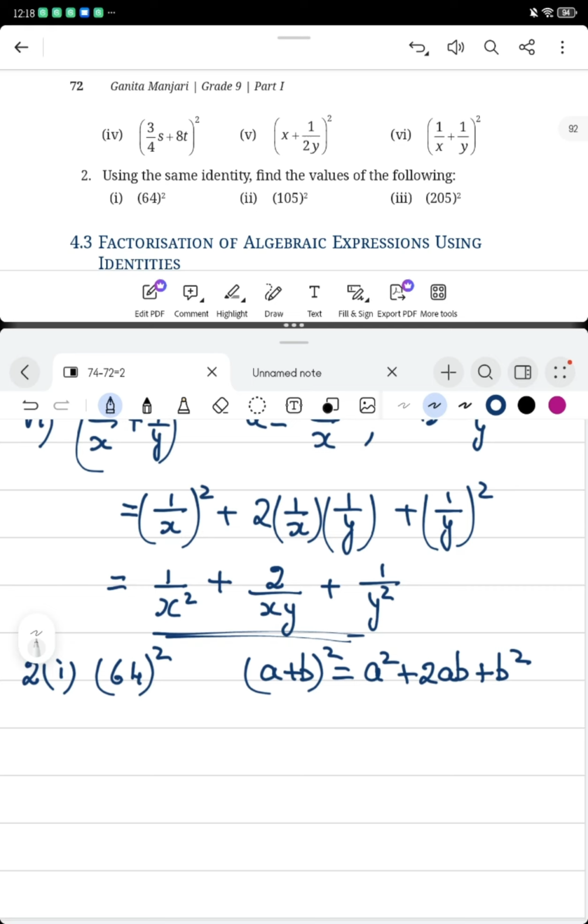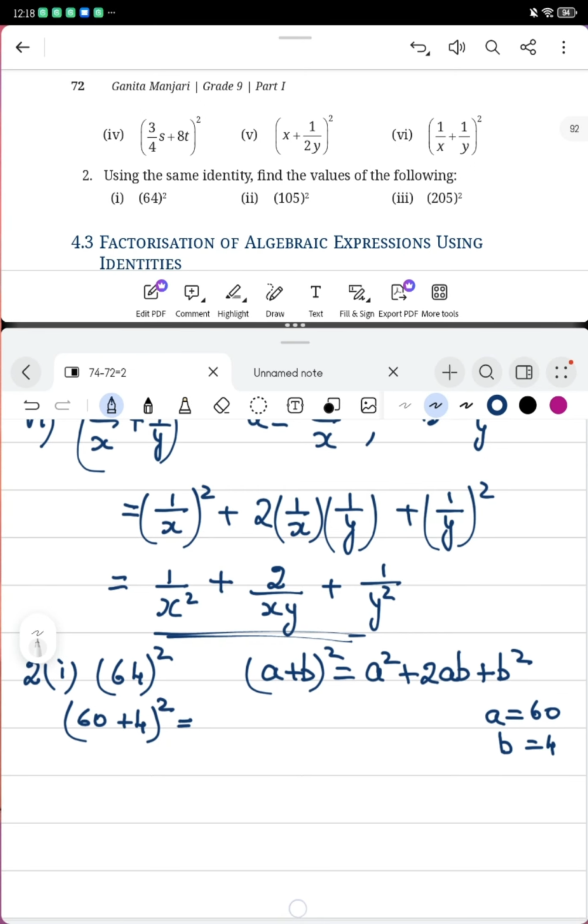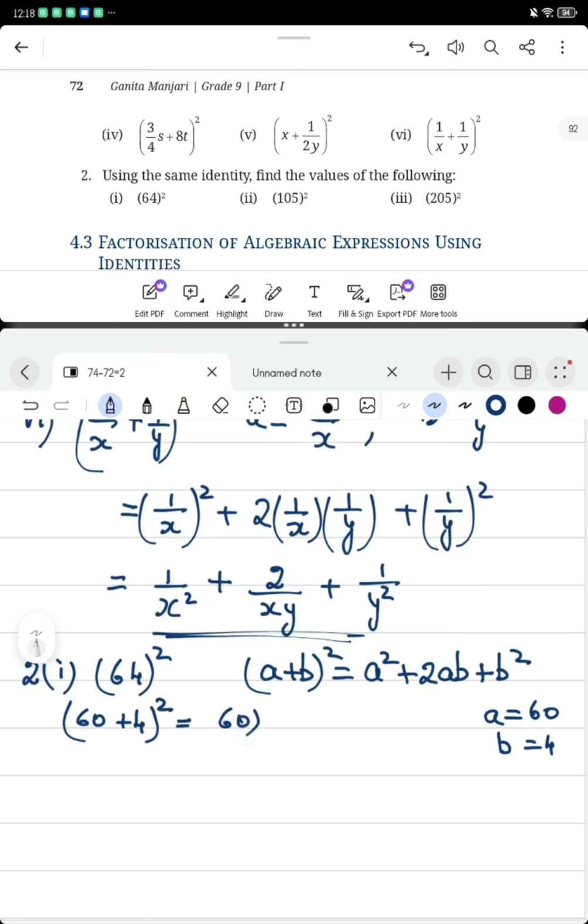So now 64 can be written as 60 plus 4, (60 plus 4) whole square, because we want to write 64 in the form of a plus b, like two numbers, which will be very easy. We will take the nearest, and the easiest way is 60 plus 4. So here our a becomes 60 and b is 4. So 60 square plus 2 into 60 into 4 plus 4 square.